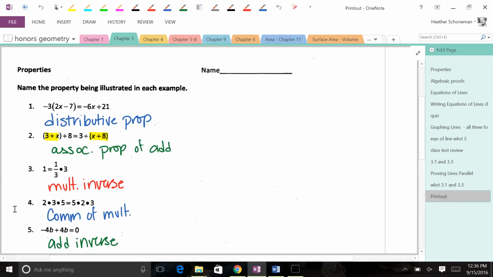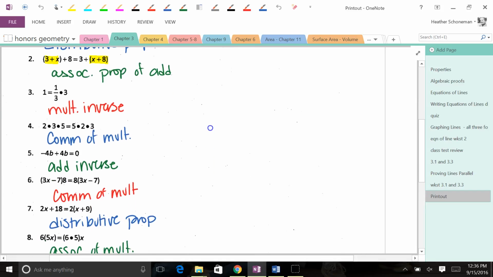The first one, there's the one parentheses, so that tells you it's the distributive property. Number 2, there's parentheses on both sides, so you look. One parentheses had 3 plus x, the other had x plus 8, so they definitely changed the groups. So 2 is associative property of addition. 3, they multiplied by the inverse, so it's the multiplicative inverse. 4, they changed the order of those numbers, so it's commutative of multiplication. 5, added the opposite, so that's the additive inverse.